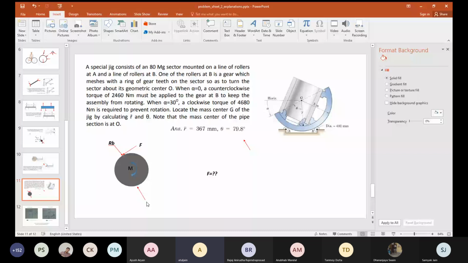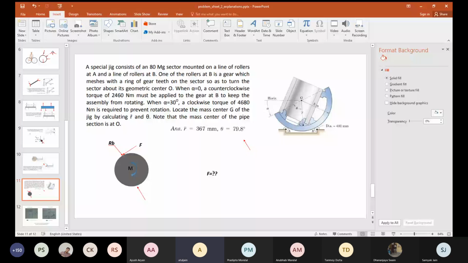We have to find out the value of F. This is the important quantity for us. How will we find it? We will take the moment about the center of this gear. When you take the moment about the center of this gear, you should get an equation which says M is equal to F into R. So F is equal to M divided by 0.24. Yes or no? This is straightforward.